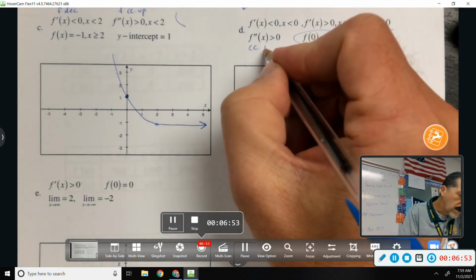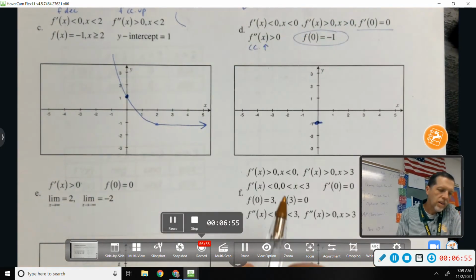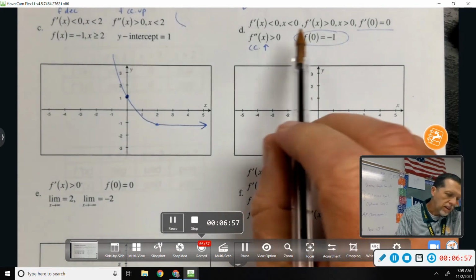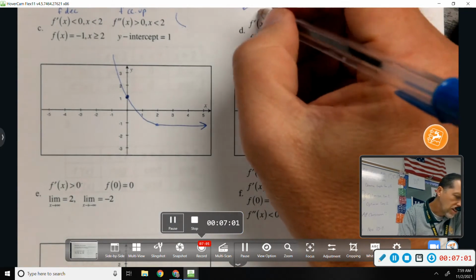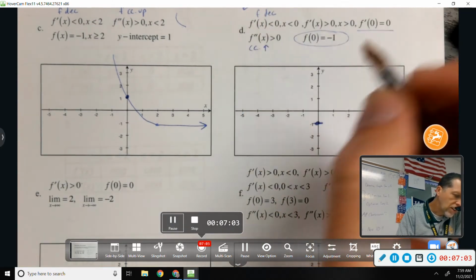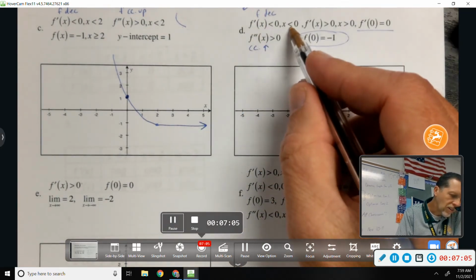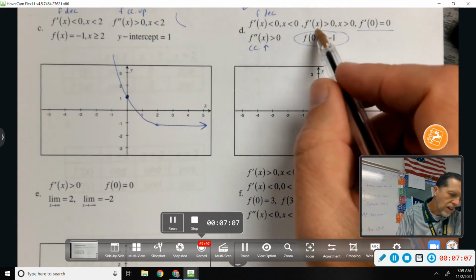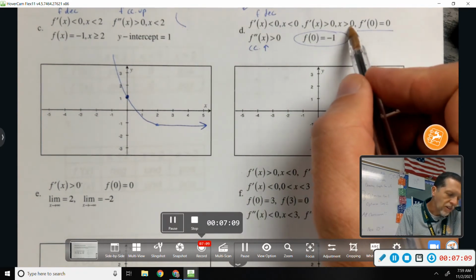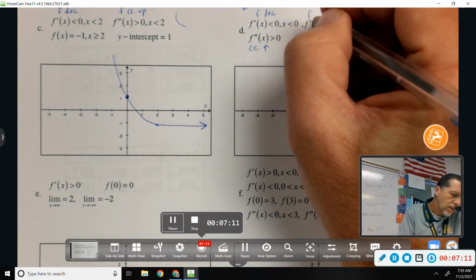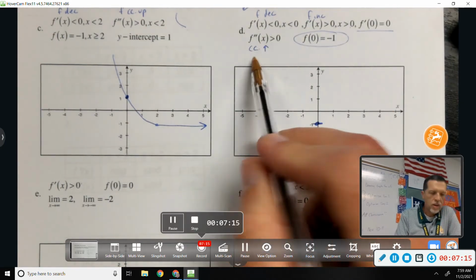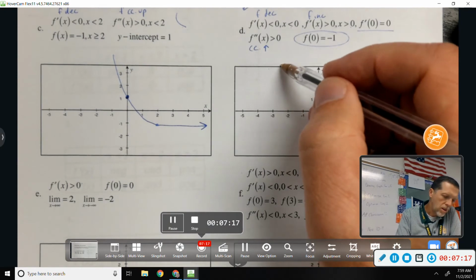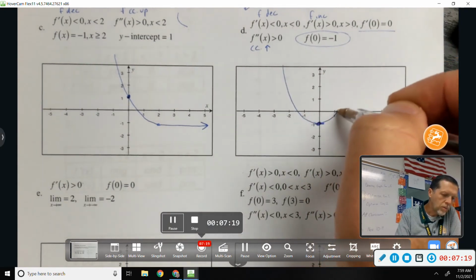It's always concave up. And now I'm going to make sense of this stuff. f prime less than 0, so f is decreasing when x is less than 0. f is increasing when x is greater than 0. So decreasing and then increasing, but always concave up.